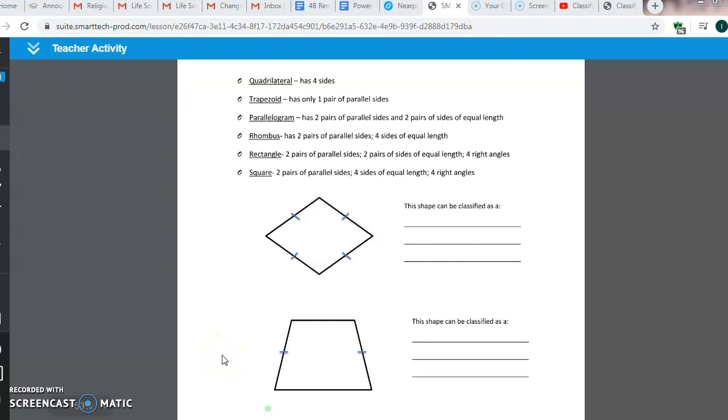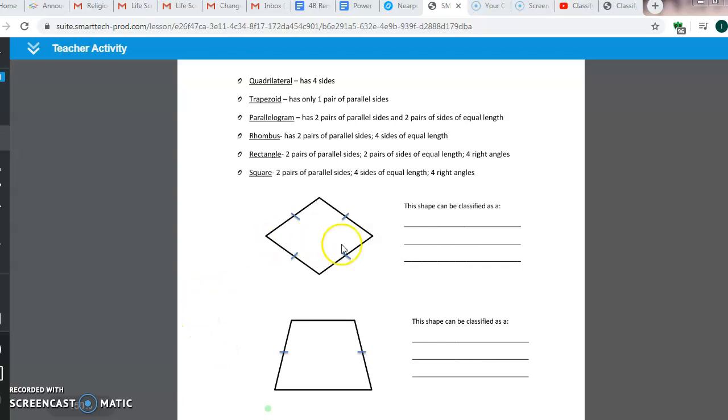All right, boys and girls, this is part 2 of our previous video on classifying quadrilaterals. I wanted to go ahead and do at least 2 more examples with you together so that way you feel more confident and more prepared when you go to complete the practice book problems on your own.